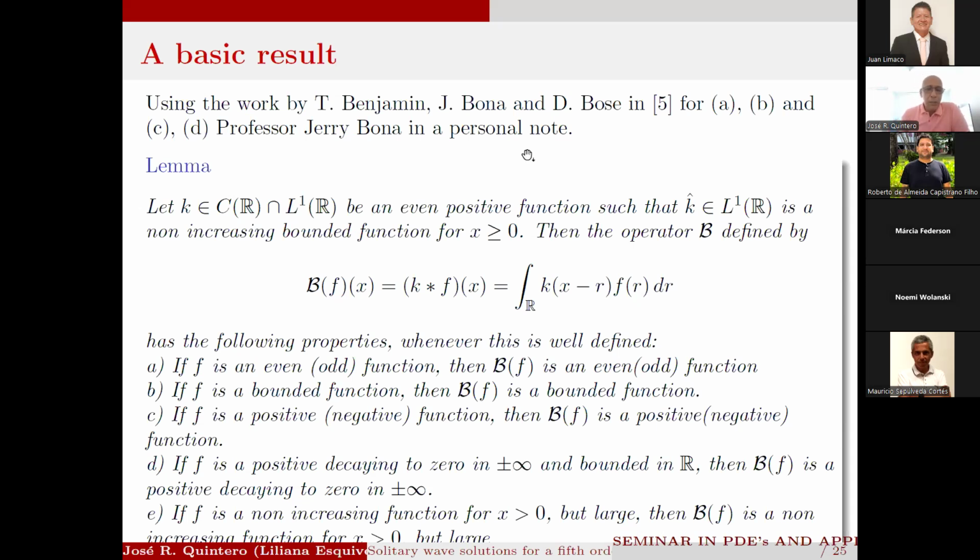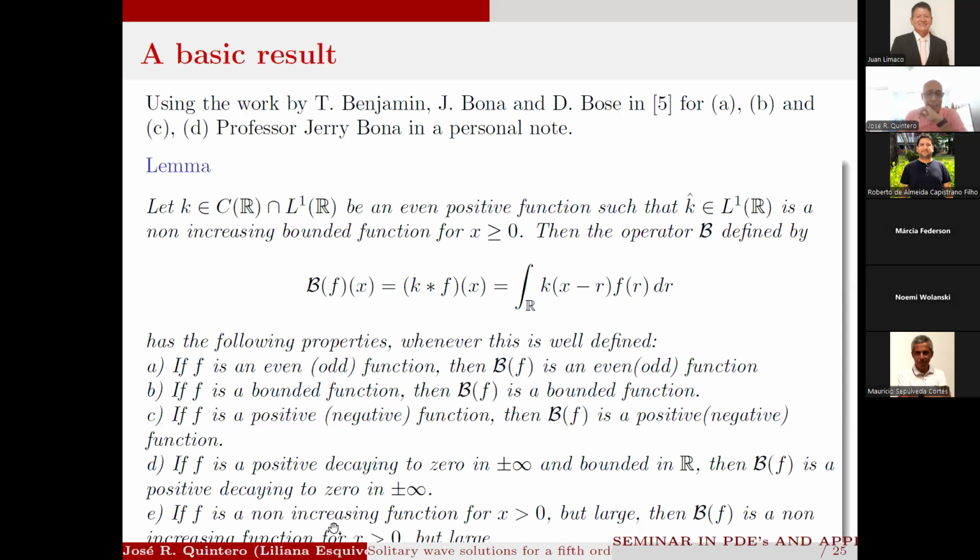And then you define this kernel, where k is an even positive function having a Fourier transform in L1. There are many nice properties that are transferred from k to this new function bf. If f is even, then bf is even, or if f is odd, then bf is odd; bf is bounded if f is bounded, and positive or negative if f is. These properties A, B, C, D are in this paper by Benjamin Bonavose. And part D is that if f is positive and decaying to 0 at plus or minus infinity, then so is bf. The proof was suggested by Professor Jerry Bona in a personal communication.